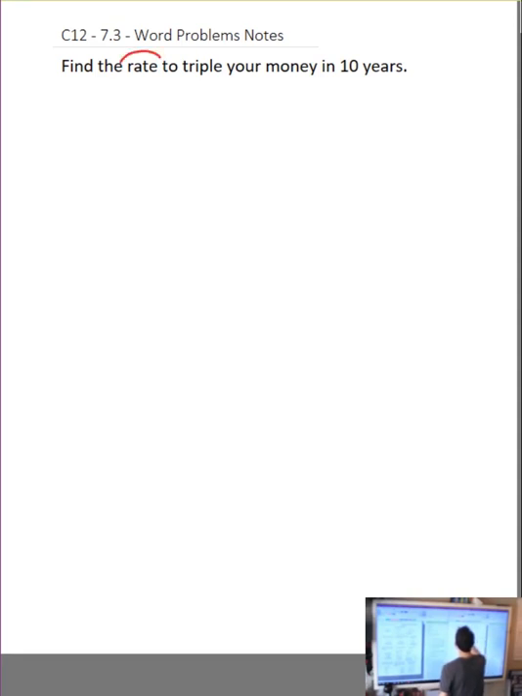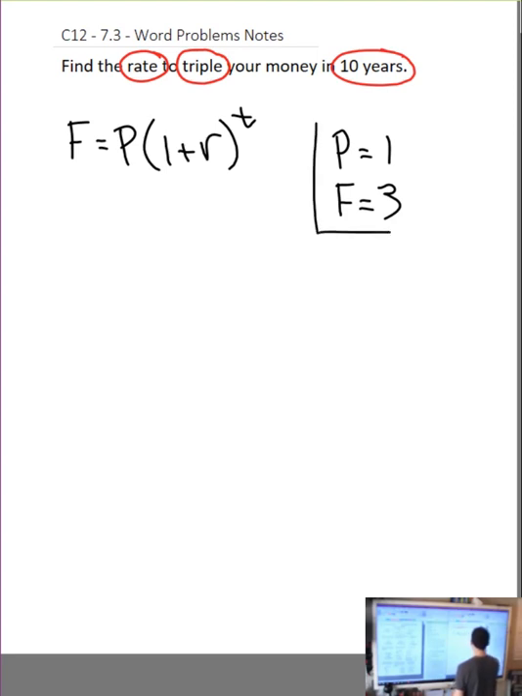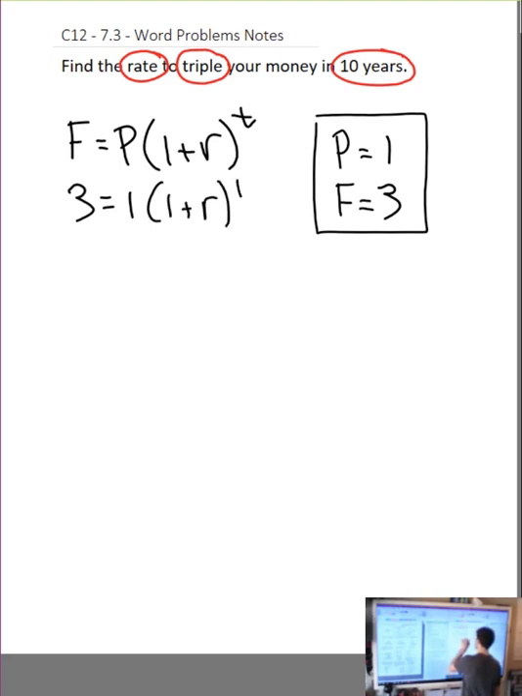Okay, find the rate to triple your money in 10 years. So we're working with money. We're usually going to start off with future equals present, 1 plus r to the exponent t. Now we're finding the rate to triple. So what would our present value be and what would our future value be? Well, it's arbitrary. I'm going to call my present value 1. And therefore, if I triple it, a future value of 3. Notice we didn't get that information in the question, and we could have just as easily arbitrarily started off with a different present value. So 3 equals 1, 1 plus r to the t.